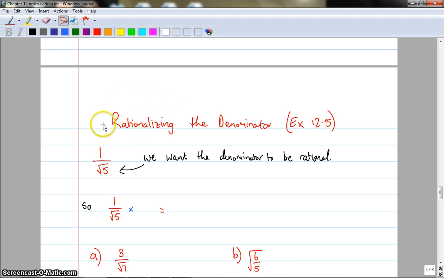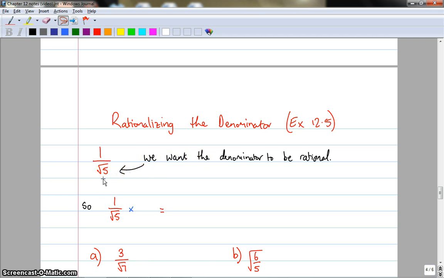Rationalizing, remember in chapter 12.1 we talked about irrational and rational, surds being irrational and other numbers being rational. We want things to be rational, and the particular thing we want to be rational is the denominator. Remembering from year 7 fractions, the denominator is the number down the bottom. So if we get 1 on root 5, for instance, we want the denominator to be rational.